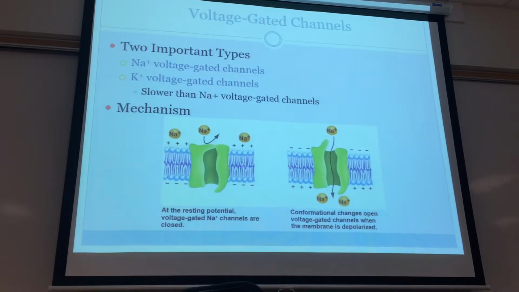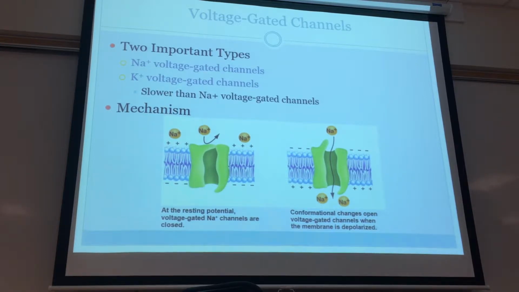Let's talk a little bit about those voltage-gated channels. We have our two that we have on here: our sodium voltage-gated and our potassium voltage-gated. The key thing that you need to understand about the difference between these two, not only do they move different ions, but by the design of the potassium voltage-gated channels, they're much slower than our sodium voltage-gated channels. Our sodium voltage-gated channels will open up right away, as opposed to our potassium ones that kind of open a little slowly and close a little slowly.